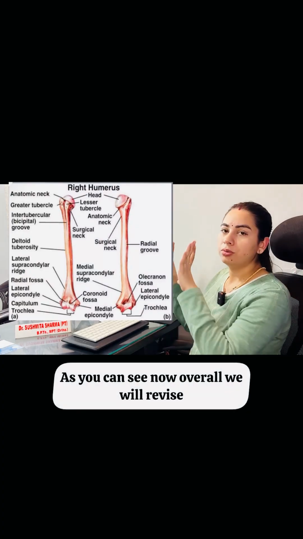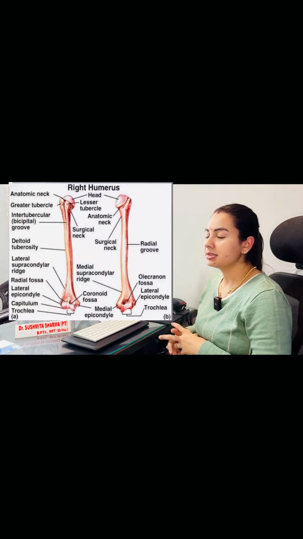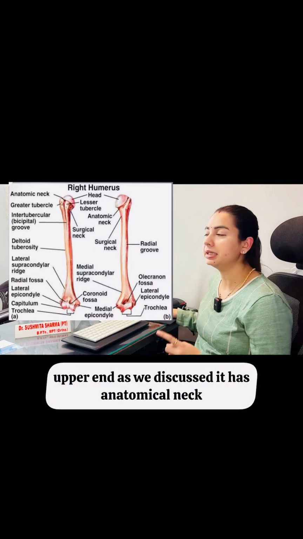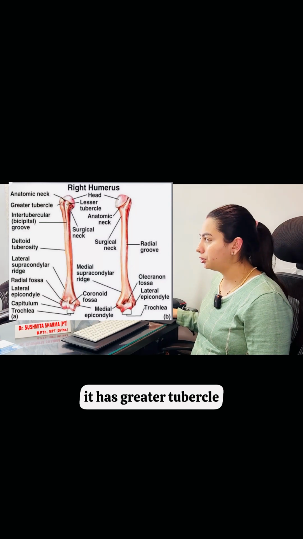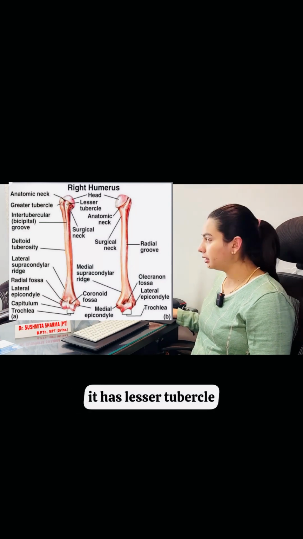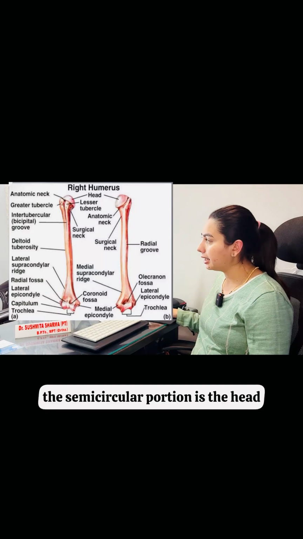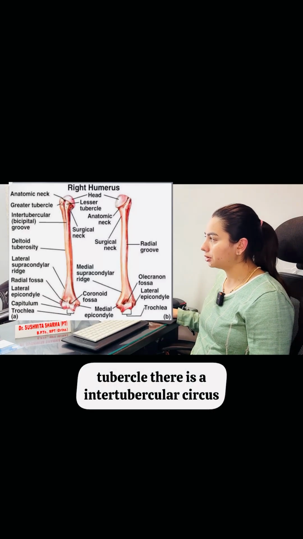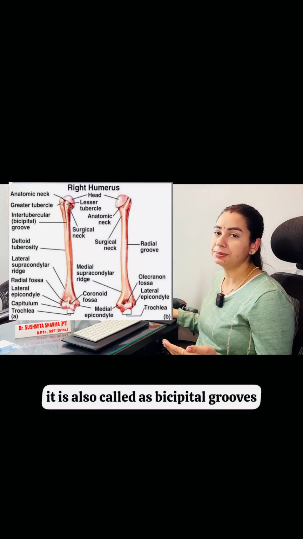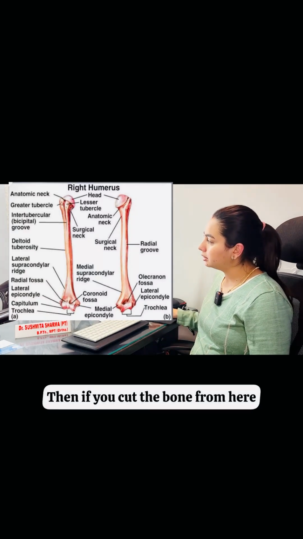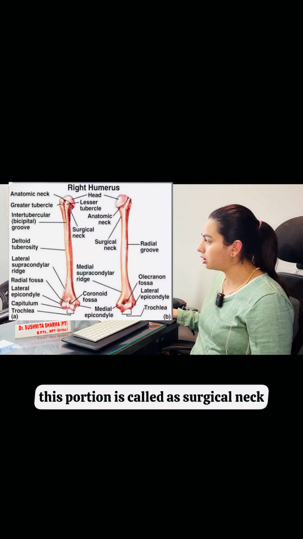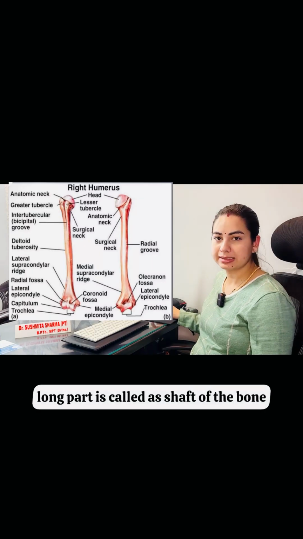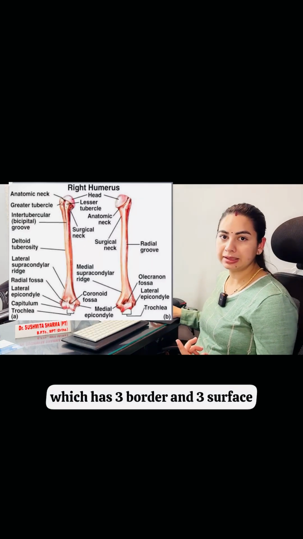As you can see, now overall we will revise the parts of the humerus. First is the upper end. As we discussed, it has the anatomical neck, the greater tubercle and the lesser tubercle. The semicircular portion is the head. Between both tubercles, there is the intertubercular sulcus, also called the bicipital groove. If you cut the bone from here, this portion is called the surgical neck. This long elongated part is called the shaft of the bone, which has three borders and three surfaces.